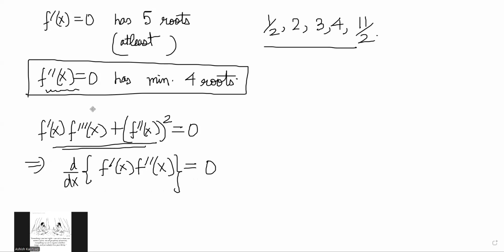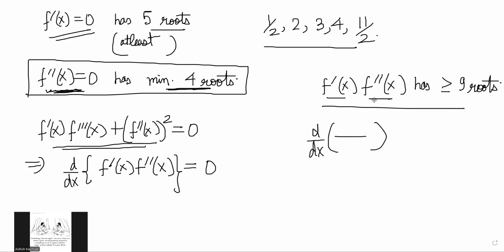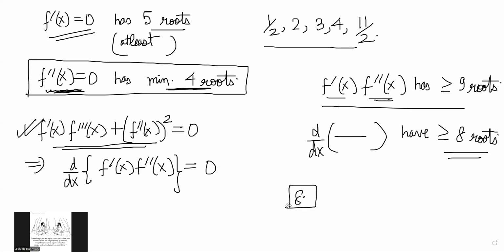Now I know that f'(x) has a minimum of 5 roots and f''(x) has a minimum of 4 roots. So the product f'(x) f''(x) has greater than or equal to 9 roots, right? Minimum 9 roots. So the derivative of that function f'(x) f''(x) will have greater than or equal to 8 roots. So we can be assured that at least 8 roots are going to be present for this equation. So that is our answer for this problem. The number of roots at least has to be 8.